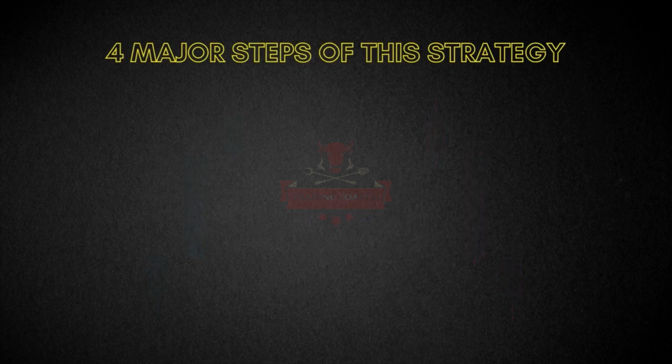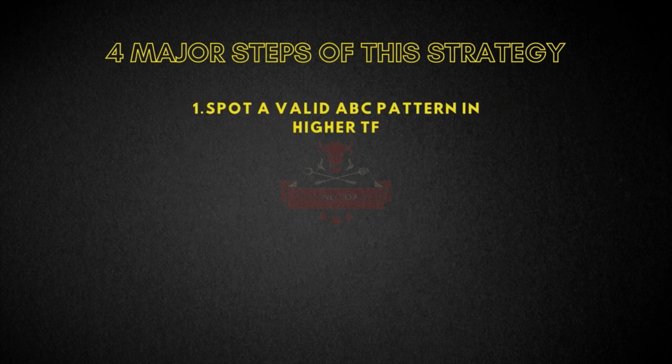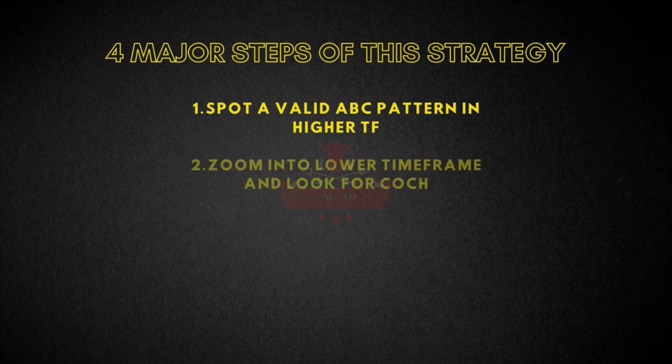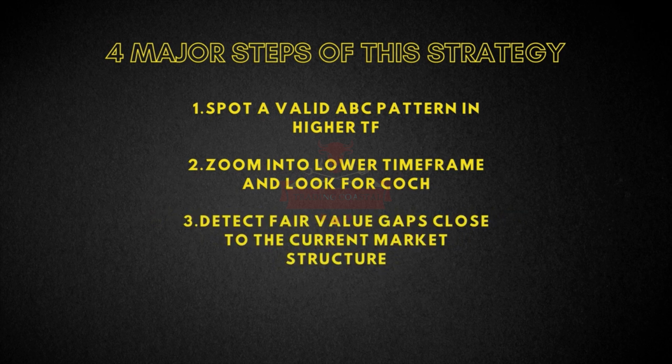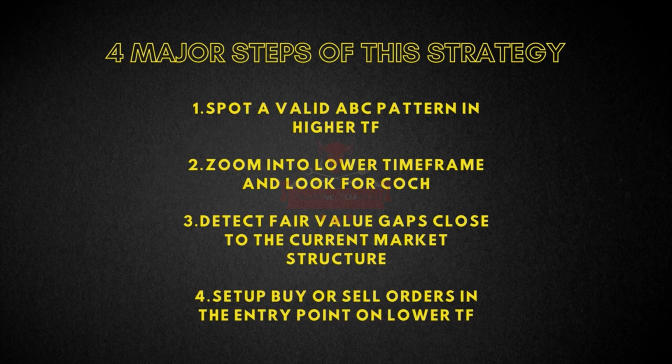Our strategy has four major steps to follow. Step 1, we need to spot a valid ABC pattern in the 15-minute time frame. Step 2, we should zoom into the 1-minute time frame and look for a valid change of character. Step 3, we need to detect fair value gaps close to the current price of the market. Step 4, we should set up buy or sell orders in the entry points on the 1-minute time frame.